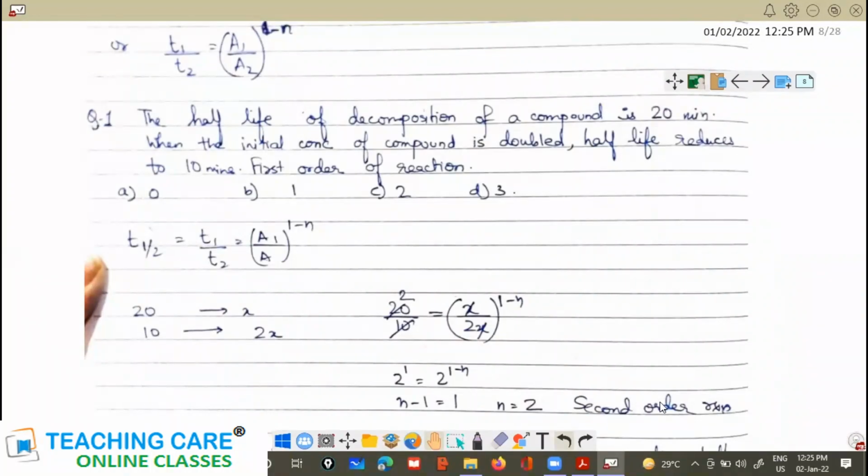Clear? How will you find out the order of the reaction? The statement says to find the order of the reaction.